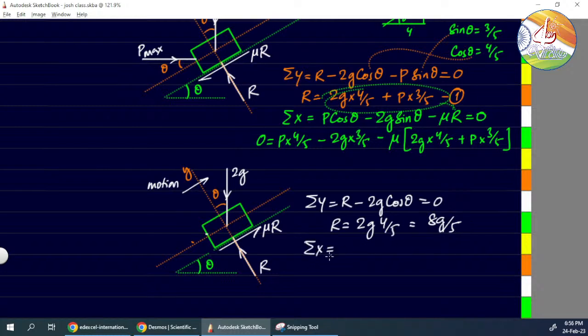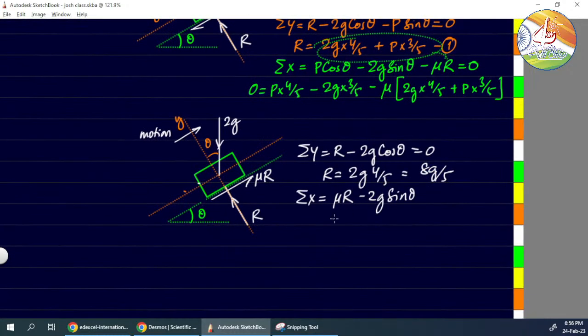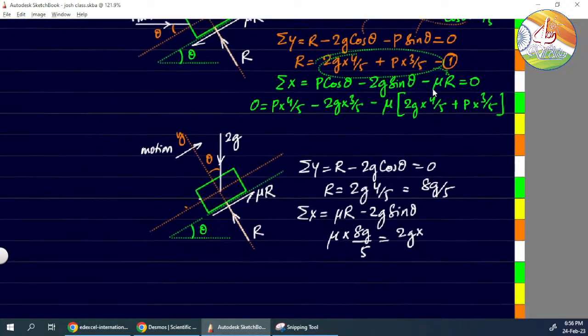Now if you do sigma x, mu times R is in that direction, minus 2g sine theta in the opposite direction. If we substitute the R value, mu times 8g by 5 equals 2g into sine theta. Sine theta, again we found, is 3 by 5. So now we can find mu. g and g cancel, 5 and 5 cancel, 2 and 4, so we get 3 by 4. Correct?